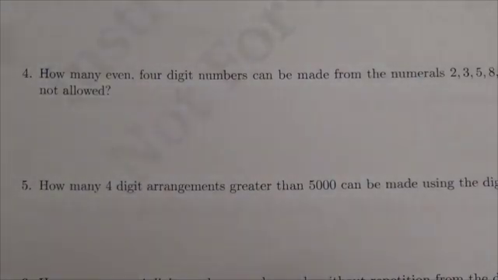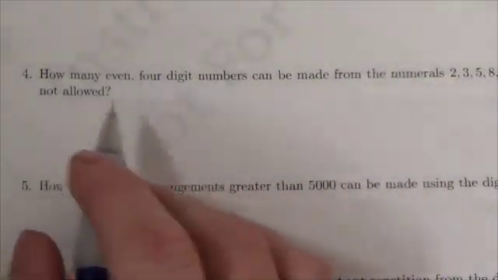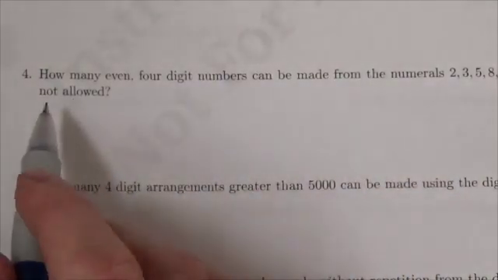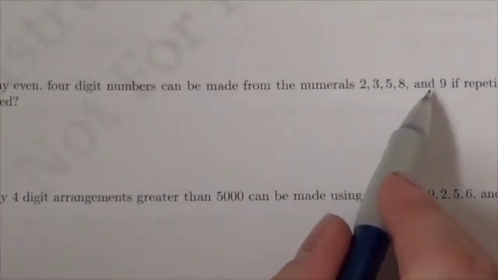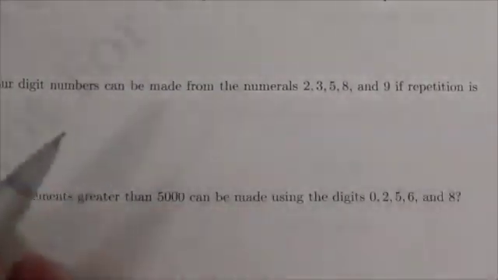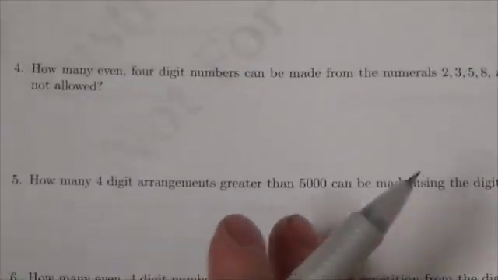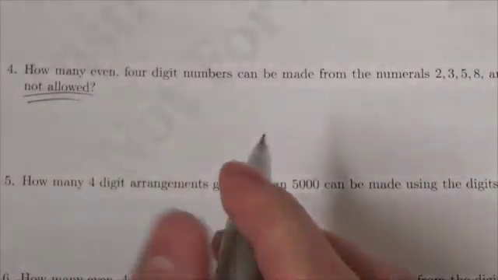Okay, everybody, we're looking through the permutations and combinations part of the diploma prep package here. We're going to look at question 4. How many even 4-digit numbers can be made from the numerals 2, 3, 5, 8, and 9 if repetition is not allowed? Now, the first thing I want to state here is that it is important for them to state that repetition is not allowed.